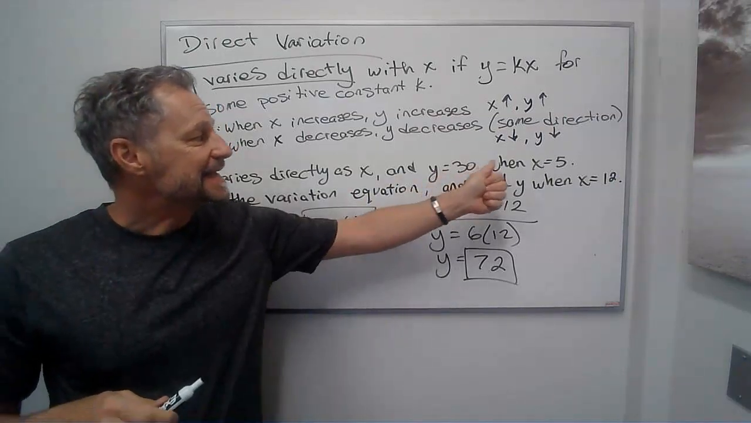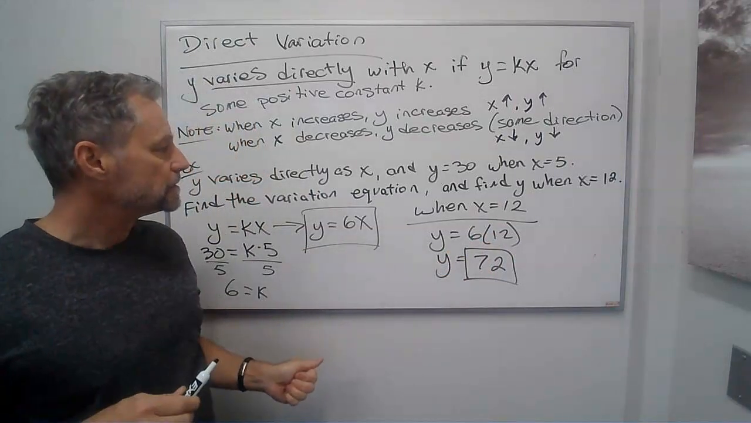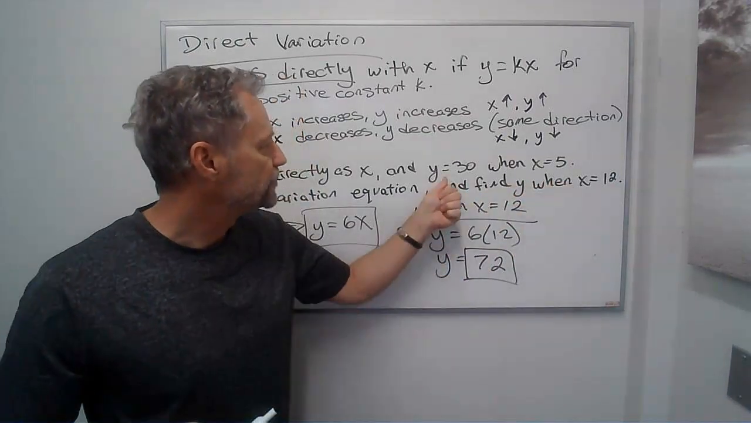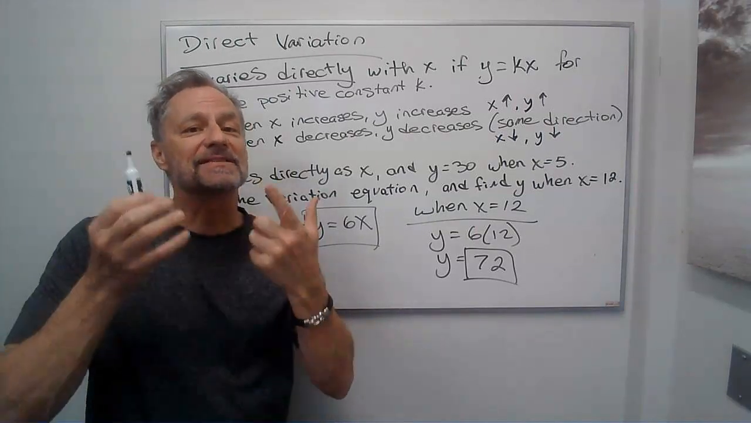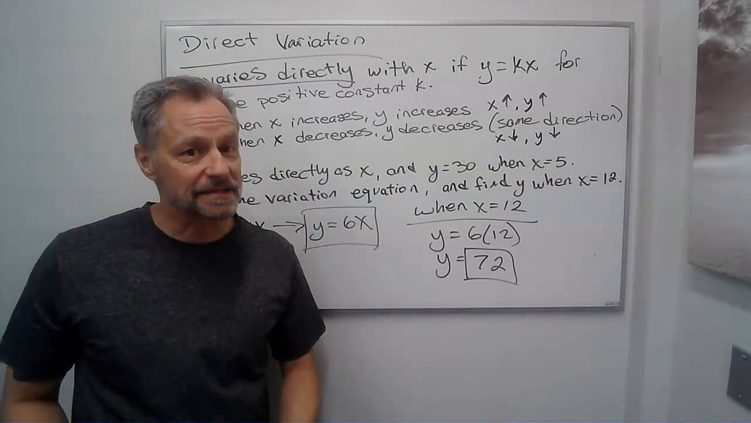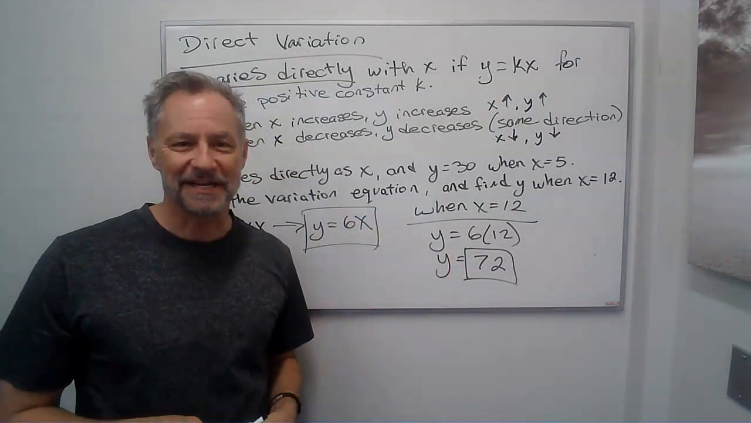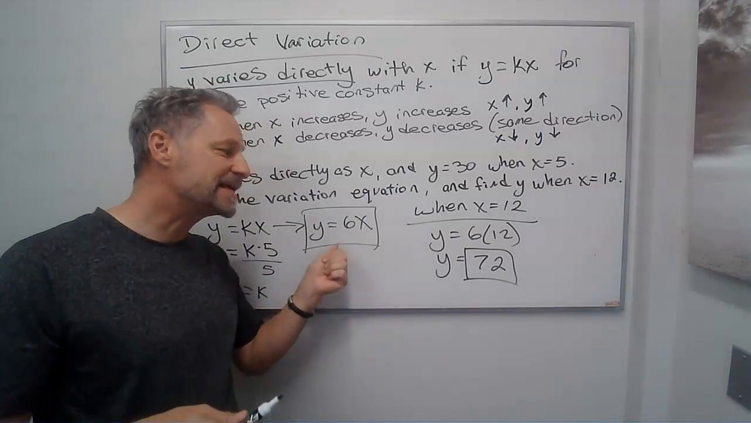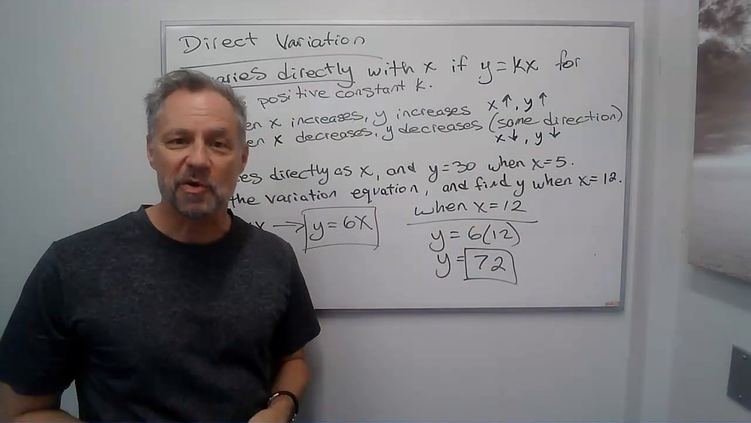Notice when x increased from 5 to 12, y increased from 30 to 72. Okay, they're going in the same direction. X increases, y increases. Had x decreased, y would decrease. But we've got our formula, and we've got our answer to the specific problem. We can answer for any value of x they give us, because now we have the equation or the formula.